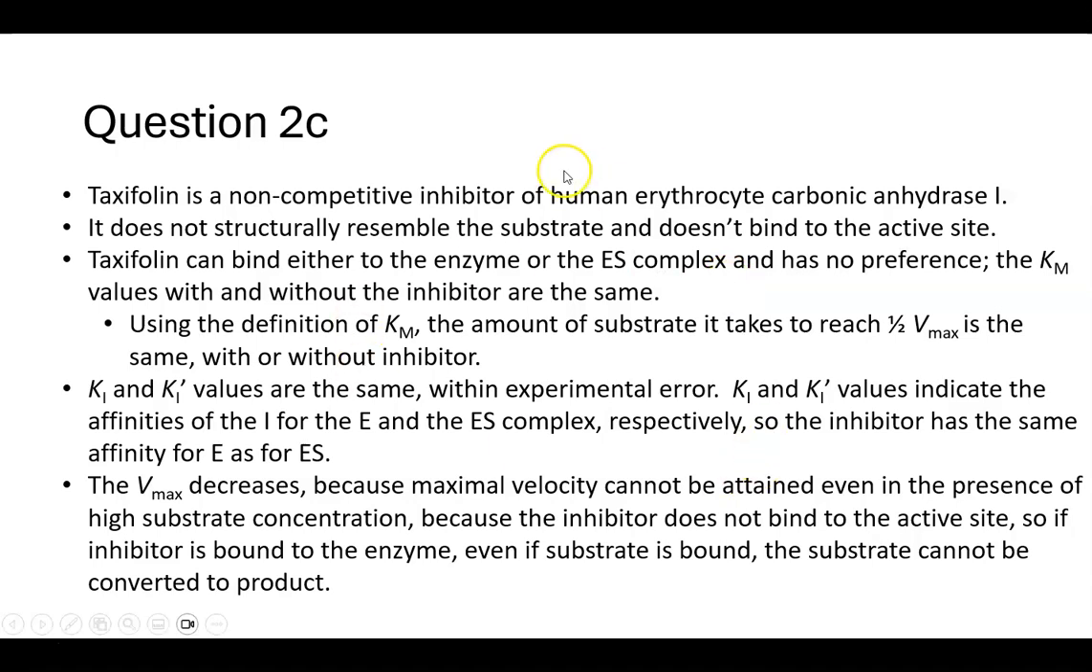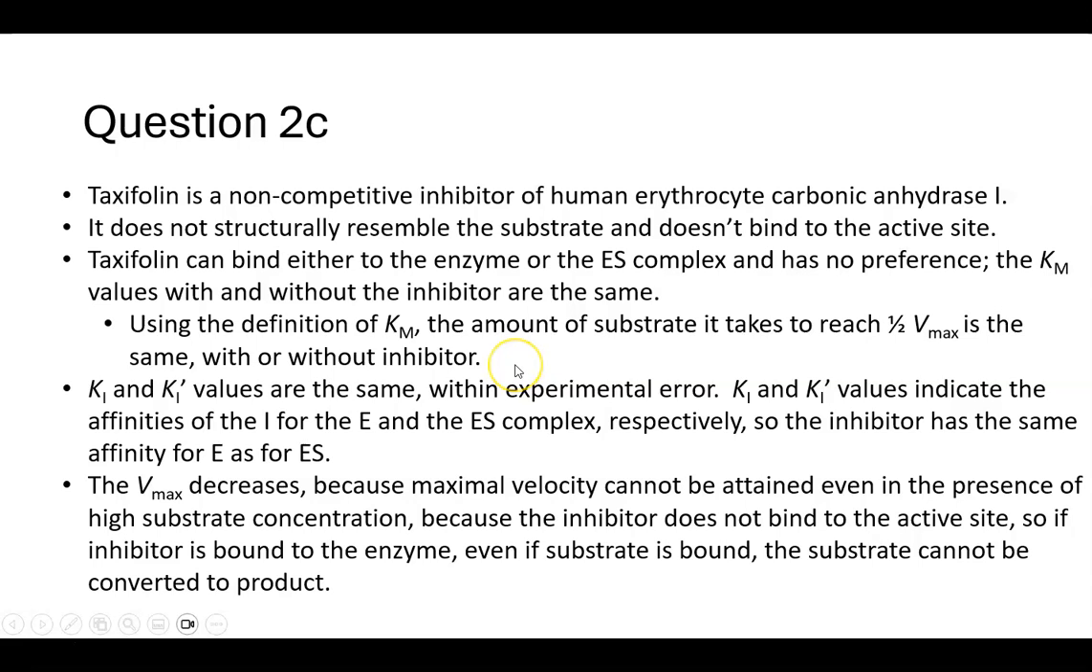So you were asked to write a paragraph to explain what kind of inhibition you think it was and how you know. So it's non-competitive based on inspection of the graph. That means that the taxophone doesn't structurally resemble the substrate, and you should note, I gave you the structure. It doesn't look anything at all like CO2 or water or paranitrophenyl acetate for that matter. And it can bind, as I showed you, to either the enzyme or the enzyme substrate complex, and it has no preference because the Km values are the same with and without the inhibitor. Using the definition of Km, the amount of substrate it takes to reach half maximal velocity is the same with or without the inhibitor. So I'm confident I can make that kind of statement.